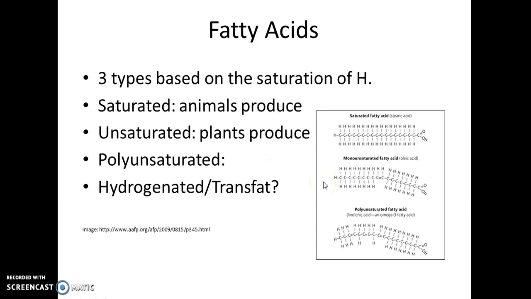Polyunsaturated fatty acids have more than one double bond, so they are missing a whole bunch of hydrogens, and we really don't need polyunsaturated fats at all. I don't think they do anything for us. They can't hurt us, but the saturated, we eat a lot of. If you eat a lot of animal products, you don't need saturated fatty acids. Unsaturated fatty acids, you do. And we'll find out more when we talk about phospholipids.